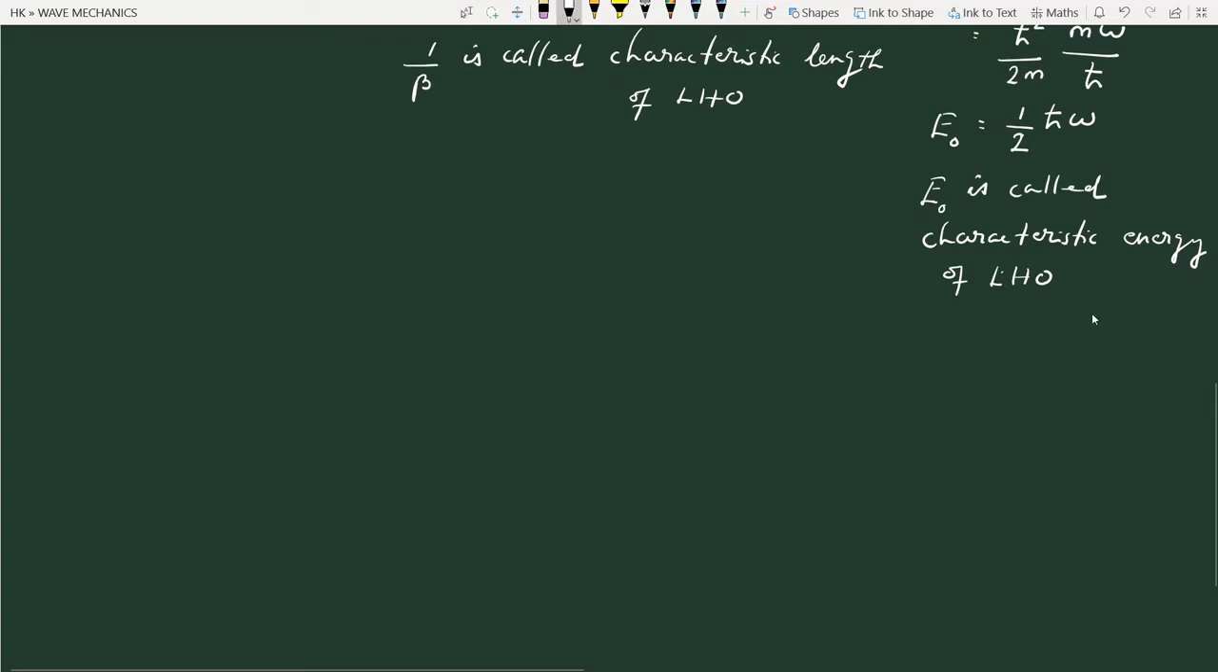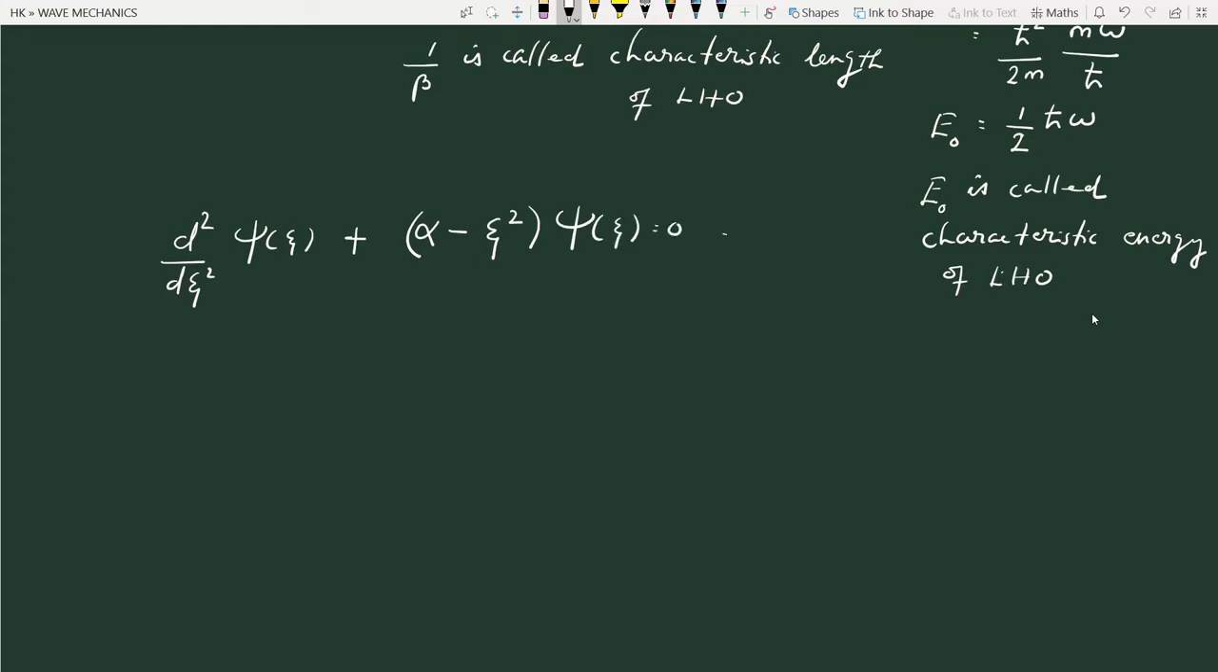So let us take this minus alpha psi theta to the left side, and then our Schrodinger equation becomes d square by d theta square psi theta plus alpha psi theta, because we have taken minus alpha psi theta to the left. Then there is a minus theta square here, so alpha minus theta square psi theta equal to 0. This is equation 2. This is again the Schrodinger equation. Okay, we have expressed the Schrodinger equation in dimensionless variables.